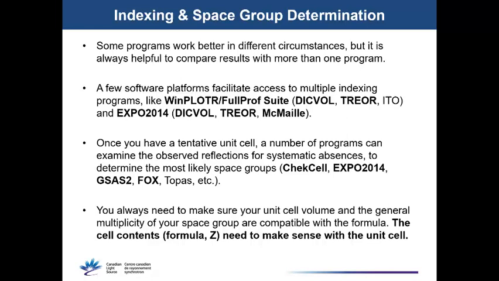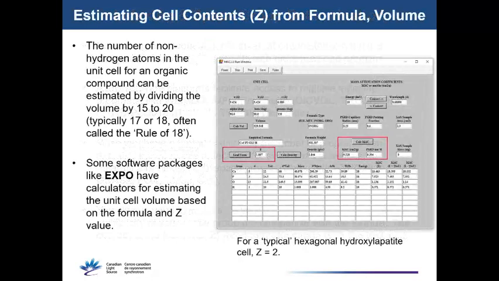And it's always really important to remember that the size of your unit cell should be appropriate for a reasonable number of formula units, which depend on the symmetry, or specifically the general multiplicity of the space group. So your unit cell contents need to make sense with the unit cell you choose. To give you a little example here, for organic compounds, you can estimate the number of atoms in the unit cell by dividing the unit cell volume by 17 or 18 angstroms cubed per non-hydrogen atom.